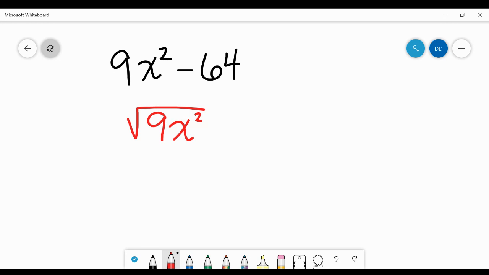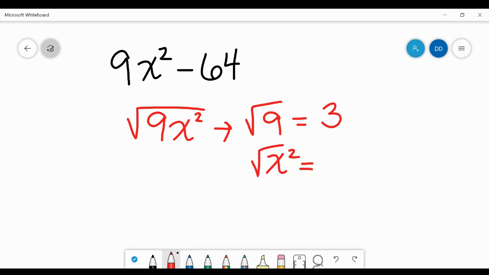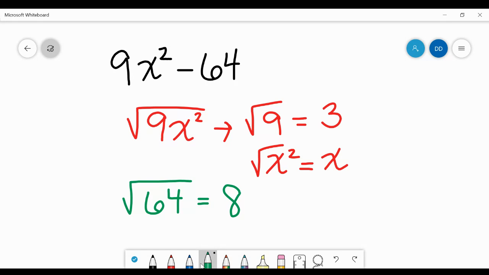So we want to find the square root of 9x squared. If you want, you can break this into two pieces, the square root of 9 and the square root of x squared. That's fine. The square root of 9 is 3, because 3 times 3 is 9. And the square root of x squared is just x, because x times x is x squared. Now, the second thing we need to do is find the square root of the second term, which is 64. Leave out the subtraction sign for now. The square root of 64 is 8, because 8 times 8 is 64.